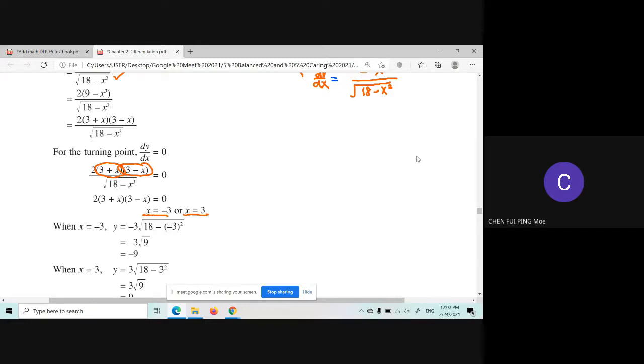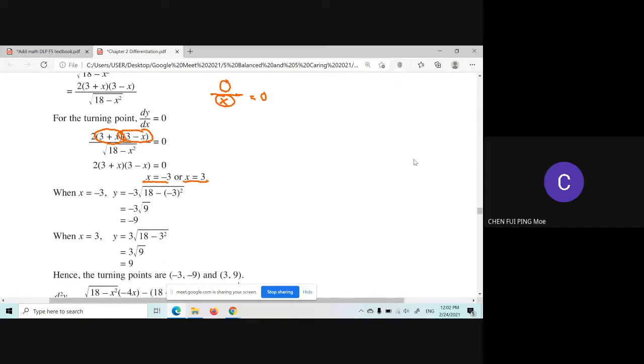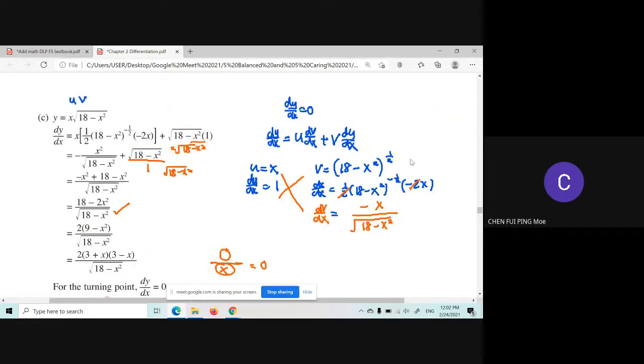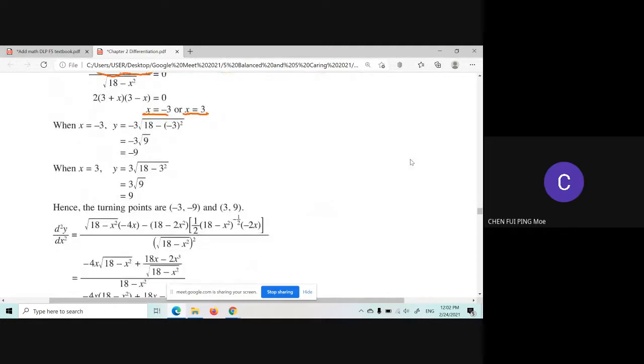For these cases, we don't bother what the value at the bottom is, because for a fraction, as long as the top is 0, the whole thing becomes 0. It doesn't matter what you have at the bottom, so we only consider this part. We get 2 values of x. How do we get the value of y? Substitute these x values into the original equation. Then you get 2 points here, negative 9 and 9.